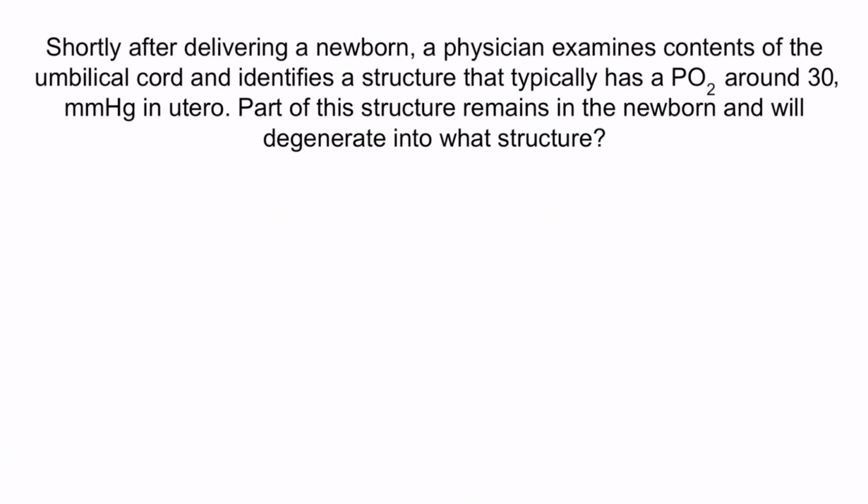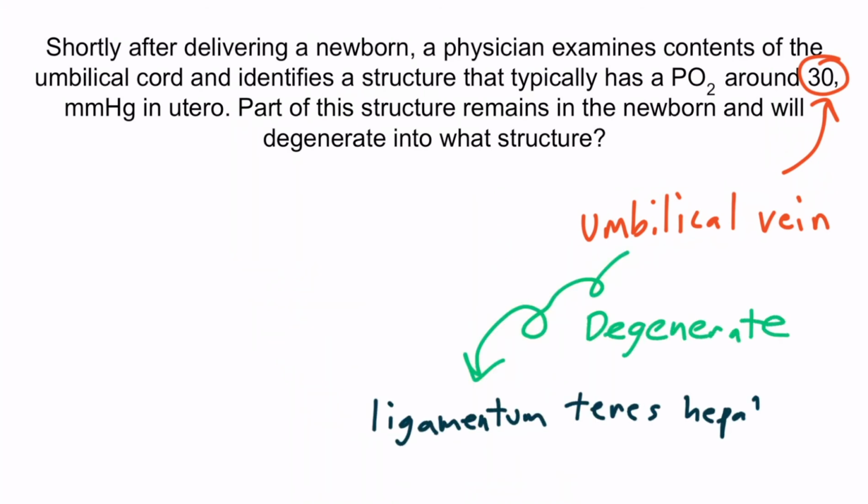Hopefully you notice that the structure described here is the umbilical vein, because we know that a normal umbilical vein will have a partial pressure of oxygen around 30. After birth, the umbilical vein will degenerate into the ligamentum teres hepatis, which is part of the round ligament of the liver. So going back to the question, part of this structure, the umbilical vein, will degenerate into what? The ligamentum teres hepatis. And that concludes this section.